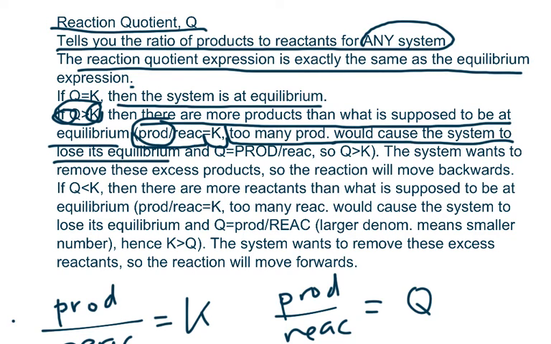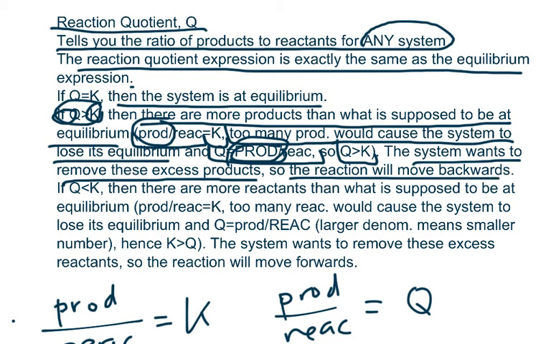And now, as I just said, Q would equal PRODUCTS over reactants. So notice how it's capitalized, indicating that there are more products than normal. And equilibrium doesn't like that, because that's not equilibrium if there are too many products. So for this reason, Q is greater than K. Now the system, just like any system not at equilibrium, wants to return to equilibrium if it can. So the system wants to remove these excess products, so the reaction will move backwards when Q is greater than K. Now what happens if Q is less than K?